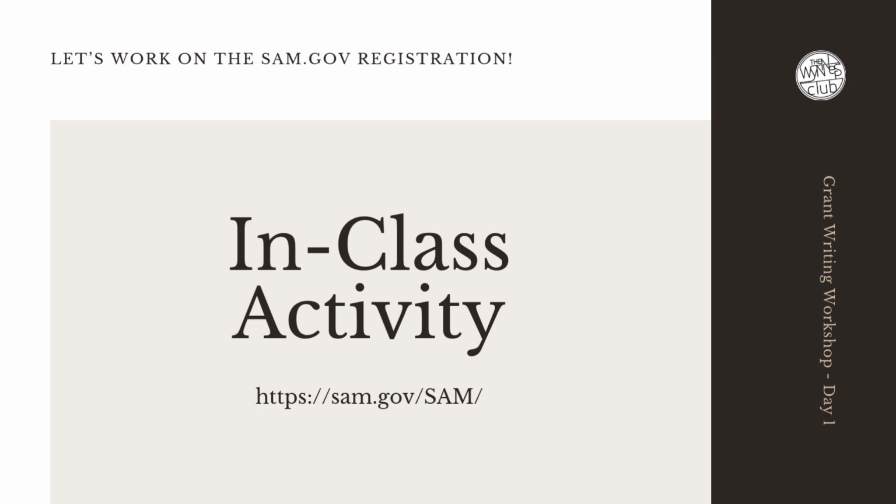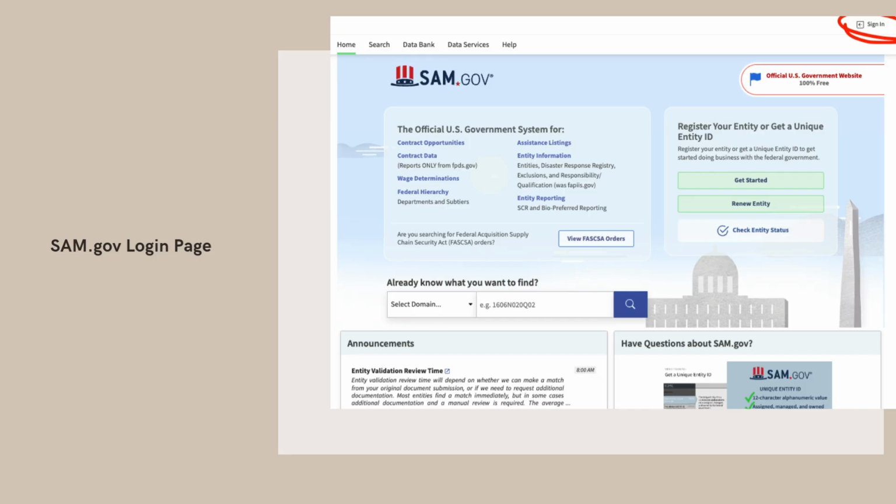sam.gov/SAM. Once you put that in the browser, it's going to take you to the login page. If you have already created an account, then you will be able to go ahead and hit sign in the top right-hand corner, which you can see has the red circle around it. If you were not able to create a login, then you're going to hit get started.